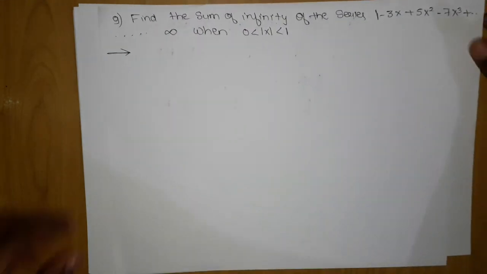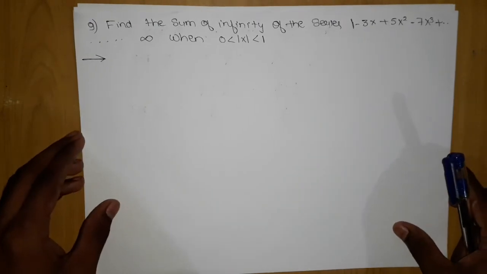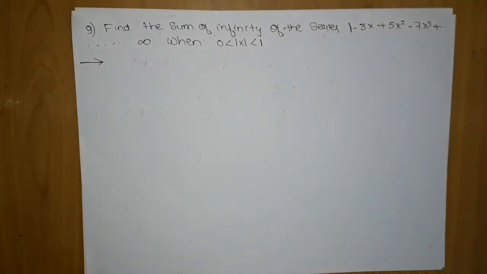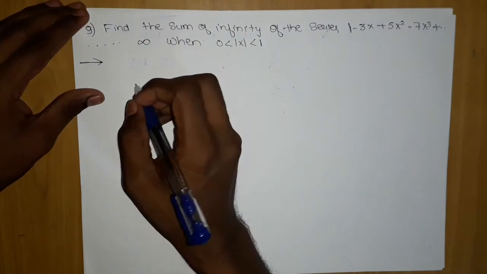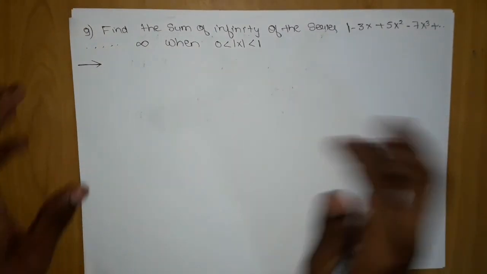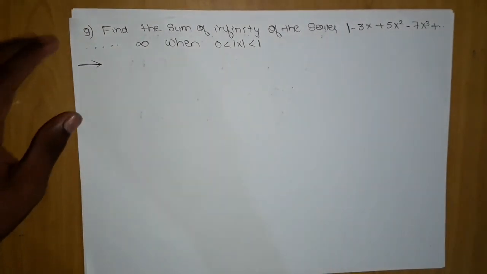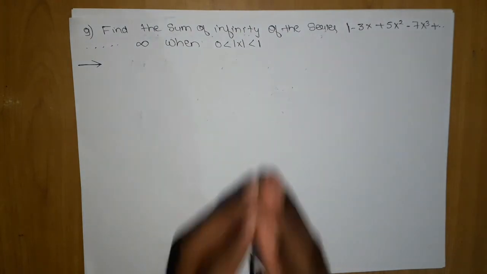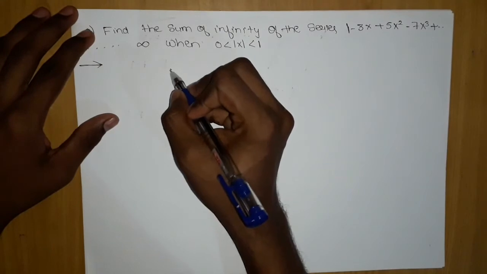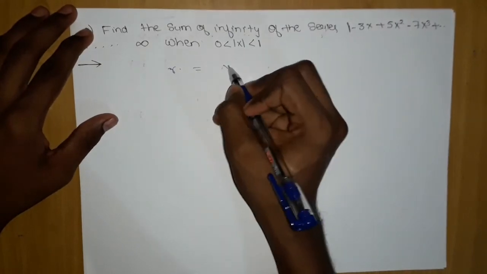The next problem is this: find the sum to infinity of the series 1 minus 3x plus 5x square minus 7x cube till infinity. So it is a very general problem. What we can do is, don't take the AP as negative. Please don't take the AP negative, take the GP negative. So here what can I take the common ratio as? Minus x.